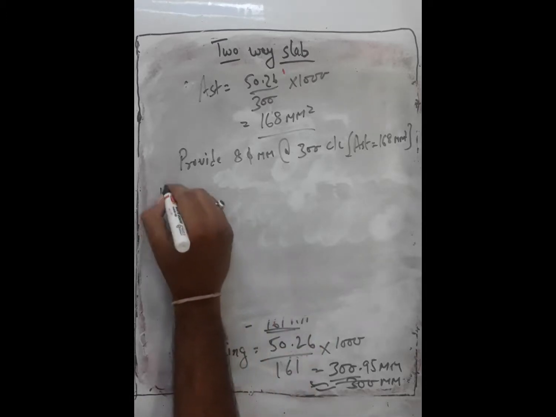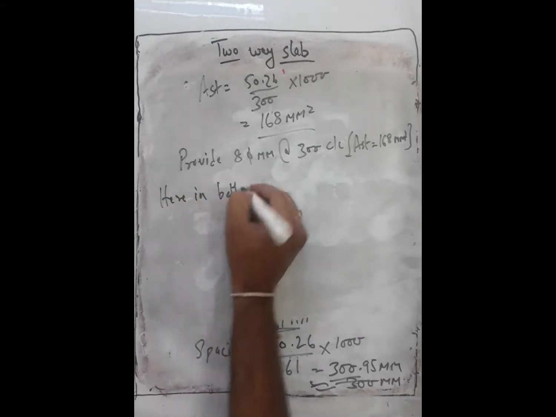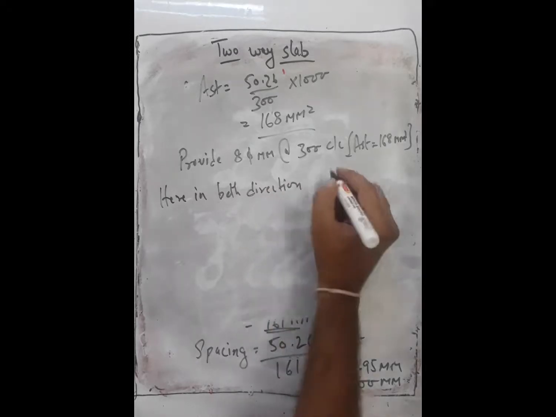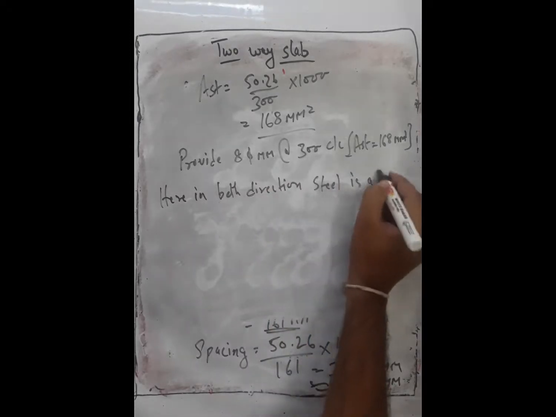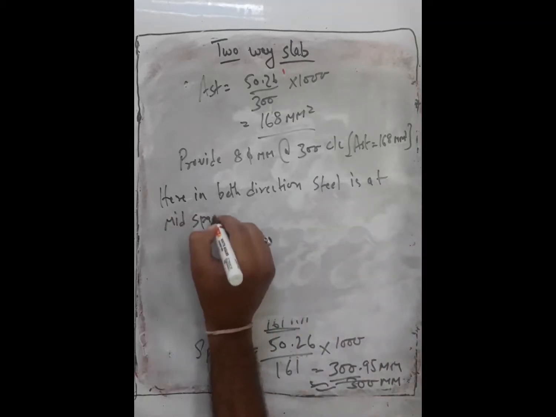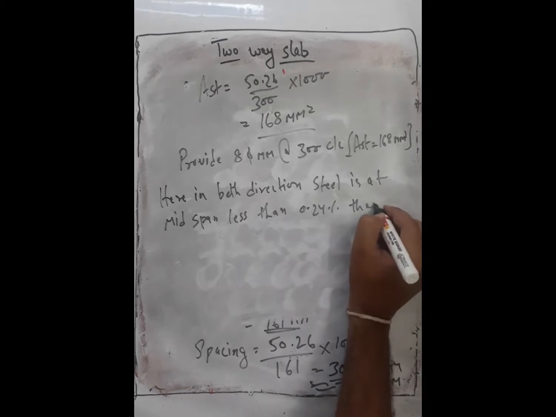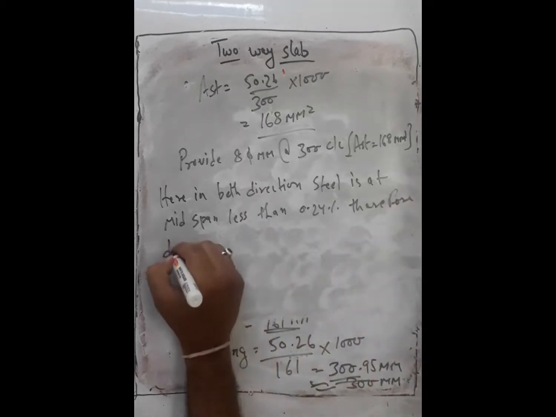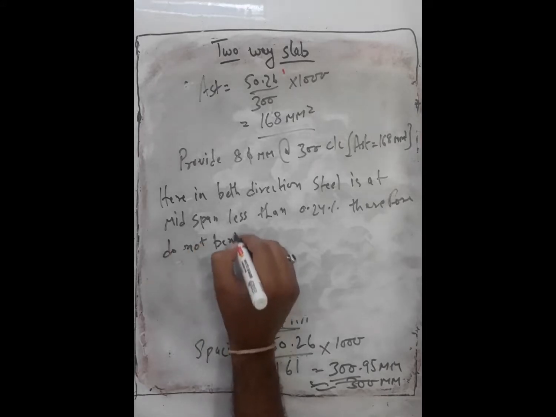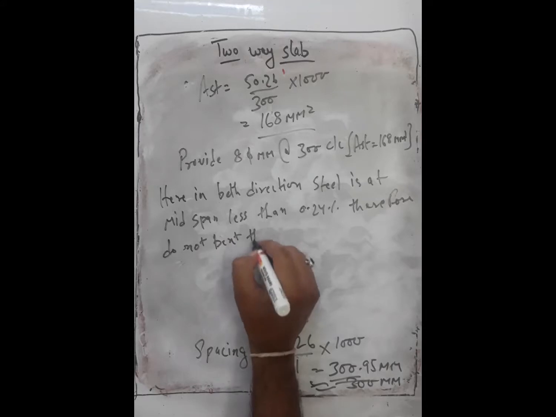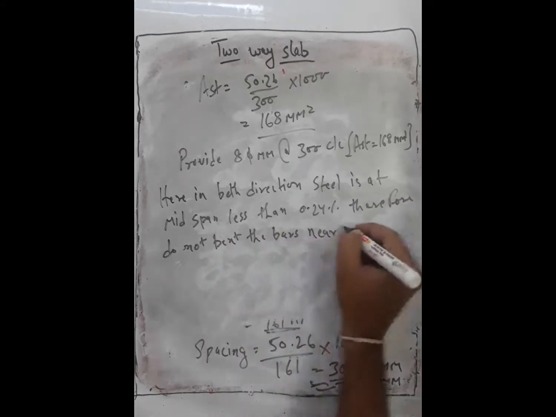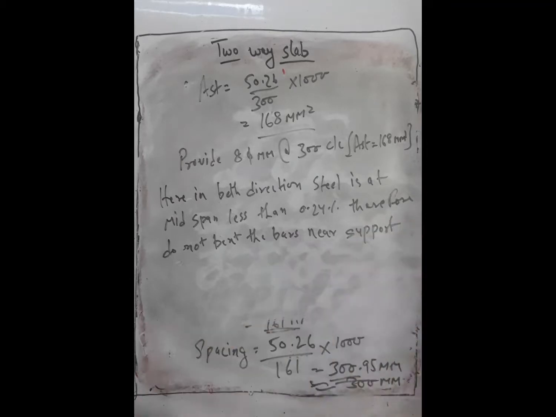Now here we write one sentence: here in both directions, steel at mid span is less than 0.24%, therefore do not bend the bars near the support. In the previous problem we had taken 0.24%, that's why we had to bend the bars, but here we have taken less than 0.24%, that's why we do not bend the bars near the support.